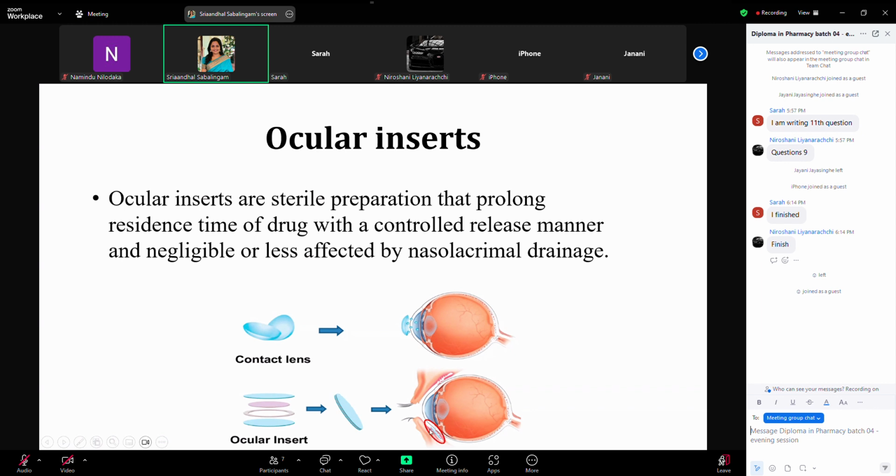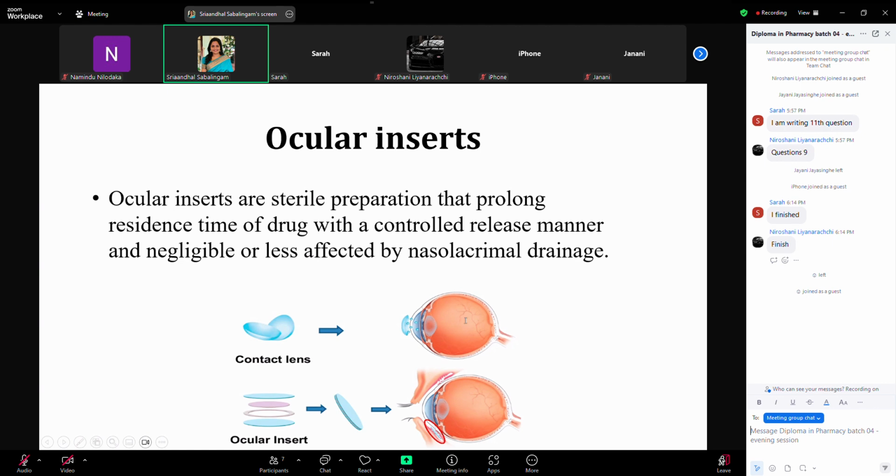So once you insert them inside the conjunctival sac like this, it can deliver the medication for a prolonged time. A contact lens is also a similar type of thing, but it won't be inserted by forming a pocket. It will be inserted directly onto the eye. So that's the difference.